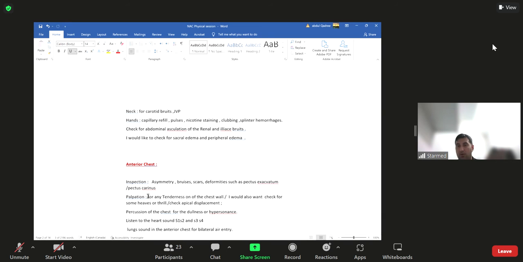Impulses, that's still okay, apical displacement. But if it had nothing to do with palpation, it's still okay. But if it had to do with palpation, they're expecting you to say everything at one shot. So now let's say we move on to the percussion of the chest.